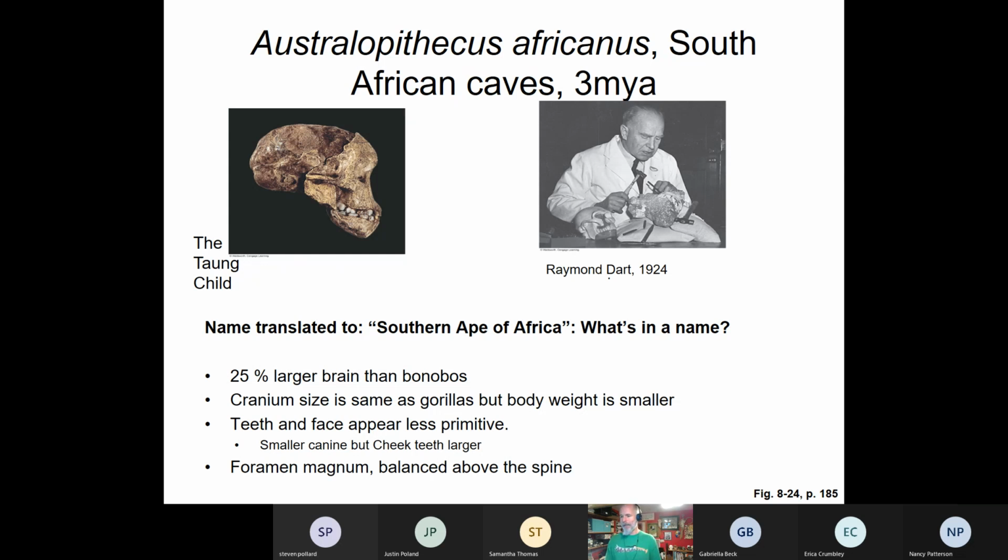Again, you have traits that are indicative of living in the trees, and a brain size that's larger than a bonobo or a chimp, but body weight and proportion of body to brain similar to a gorilla. But the foramen magnum is what is really strong here. The foramen magnum indicates definite bipedalism. That's the hole that connects the skull to the postcranial.